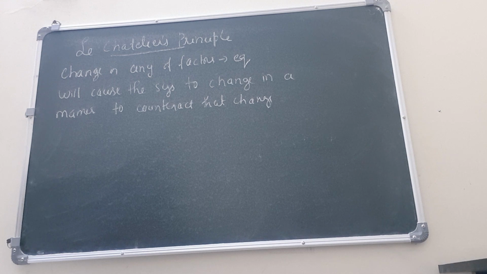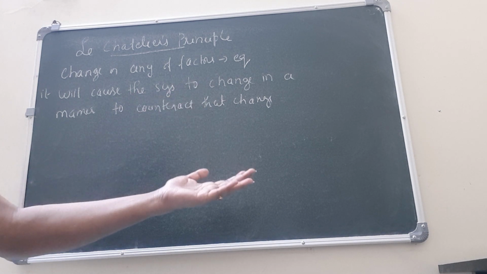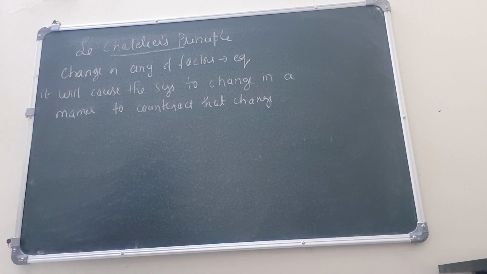If there is a change in any one of the factors, we have studied the 5 factors, any one of the factors that determines the equilibrium, then it will cause the system to change. You can write like this: it will cause the system to change in a manner to counteract that change. So the equilibrium was established, there is some disturbance, the system will automatically try to counteract the disturbance and then establish a new equilibrium.